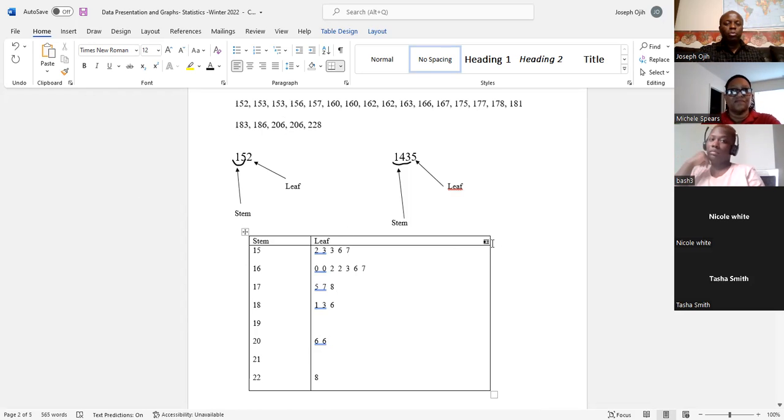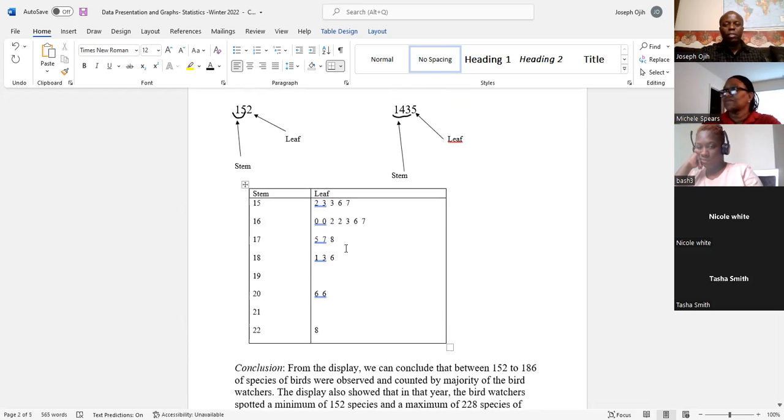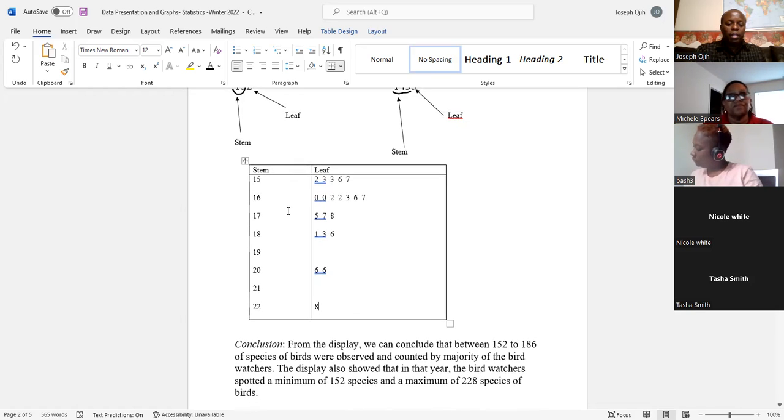So that's our stem and leaf plot right there. Now, how do you explain this? Eventually we'll come to this when we describe the shape of the distribution. For now, you can see that according to this display, the bird watchers spotted a minimum of 152 species, which is the smallest, and a maximum of 228 species during that season.